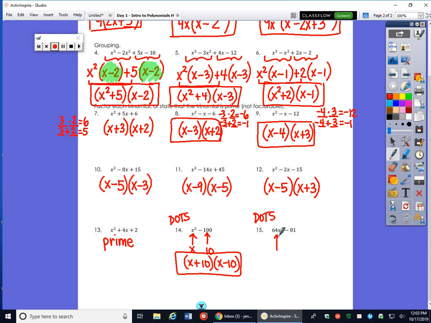Number 15, this is a perfect square of 8x. This is a perfect square of 9. So you're going to get 8x, that's the first term, plus the 9, and then 8x minus the 9. And that would be your final answer. Difference of two squares is meant to be done super quick. And we're done.